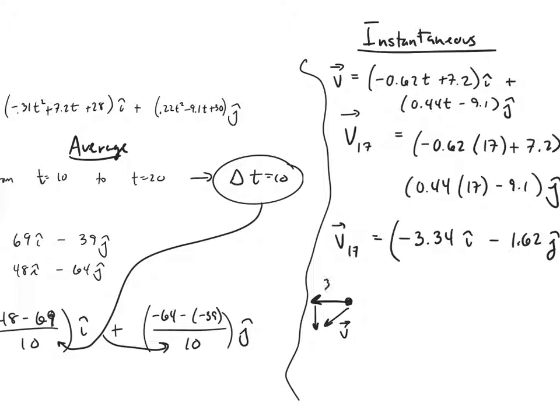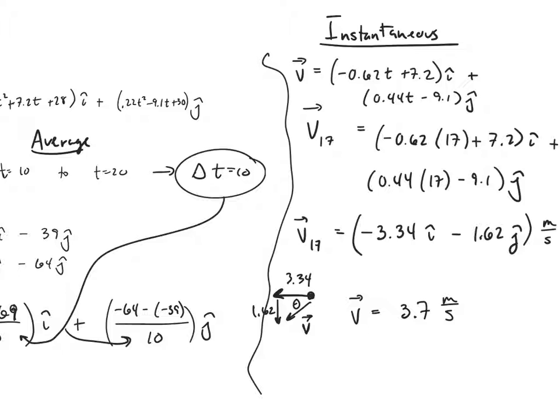So we're going to have, again, 3.34 and 1.62. 3.34 squared plus 1.62 squared. Enter. Square root, second answer. All right, square root, second answer. What do we get for our overall velocity? 3.7. And how about an angle?